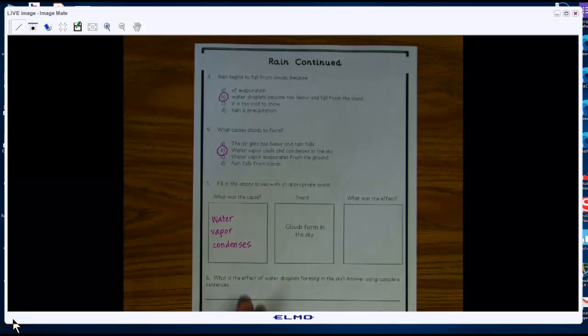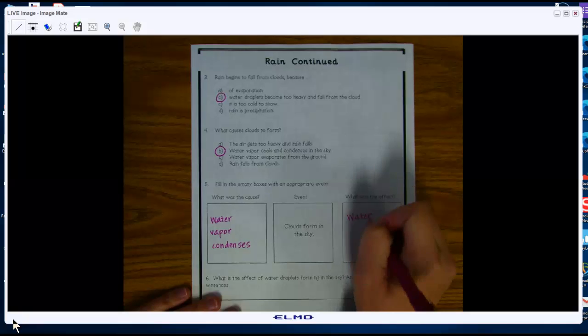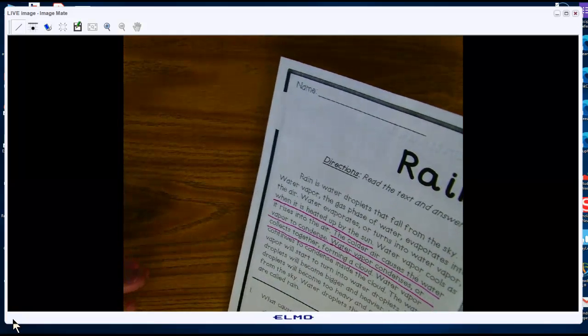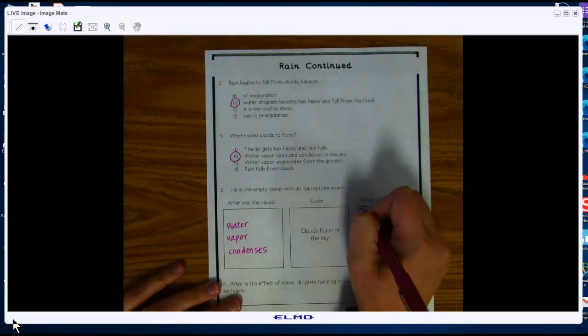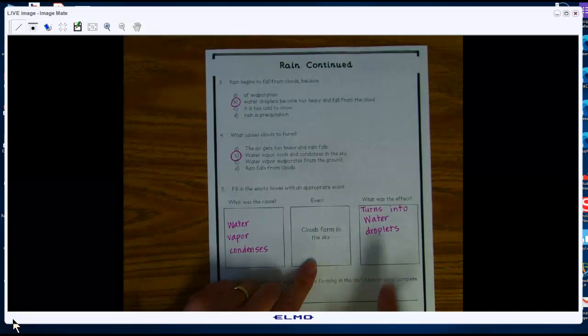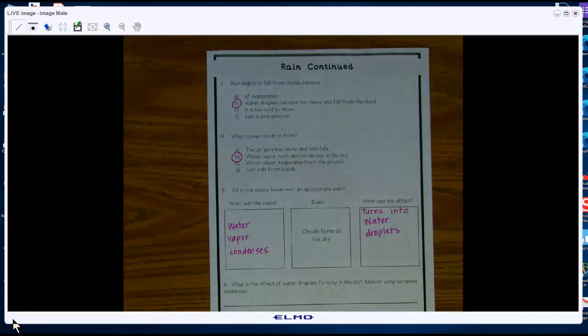Okay, then the water vapor, when the clouds form, what is the water vapor turning into? Goes from water vapor back into what? Water droplets. That's right. The effect is water droplets. Let's put turns into water droplets. Water vapor condenses, clouds form in the sky, and then the vapor turns into water droplets. And then when those water droplets get really heavy, that's when it rains.